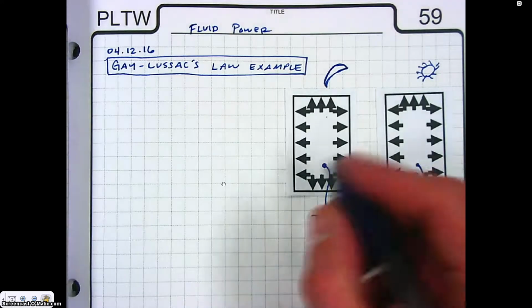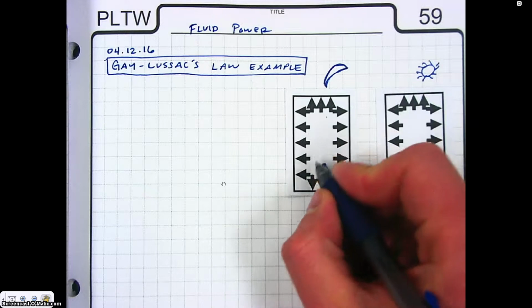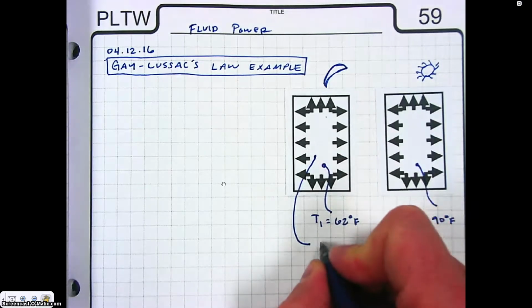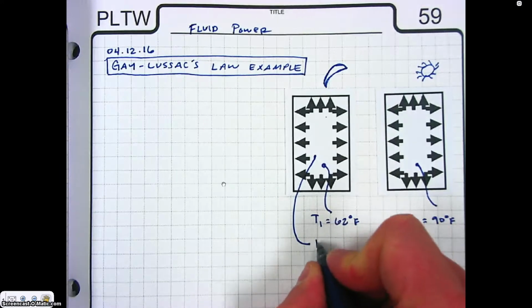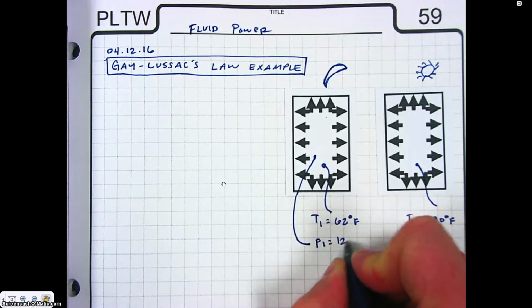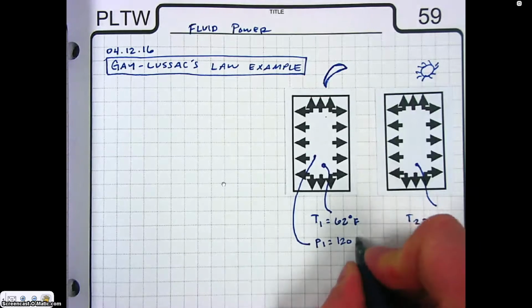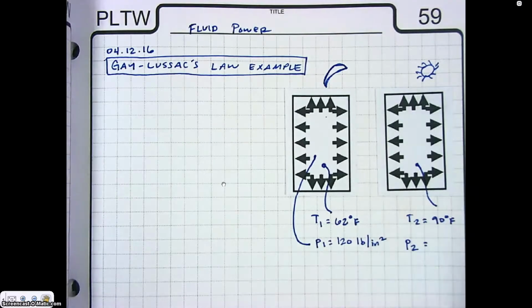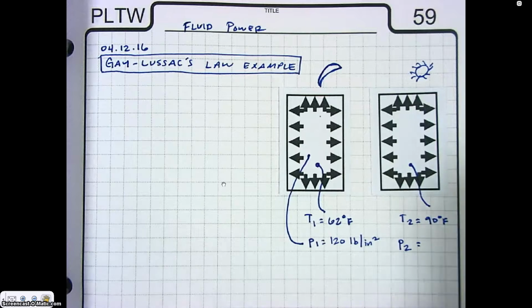The pressure, we have a gauge on this, and so the pressure inside this at nighttime, at 62 degrees, is going to be 120 pounds per square inch. And then we do not know what the pressure is when it's going to be 90 degrees. And so what we're doing is seeing what effect the temperature has in relationship to what the pressure is going to be filling on that tank.